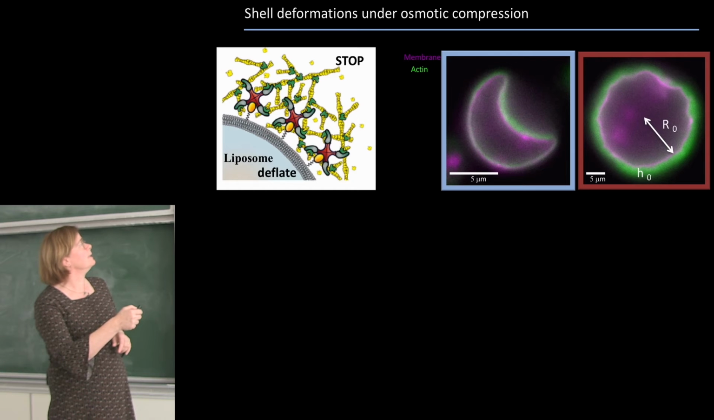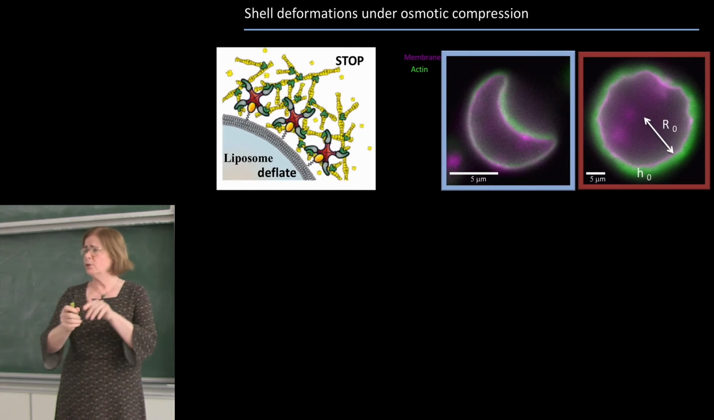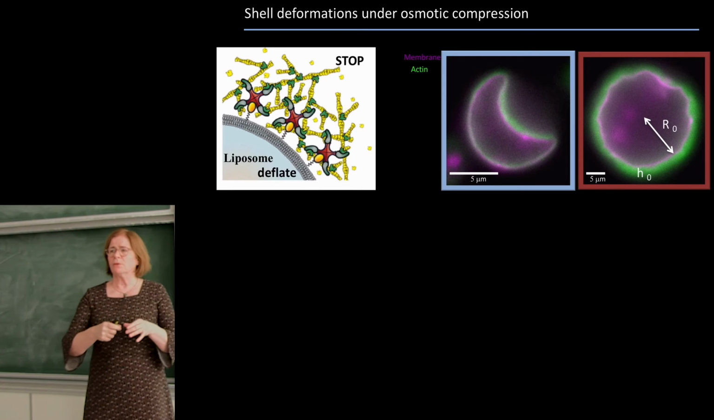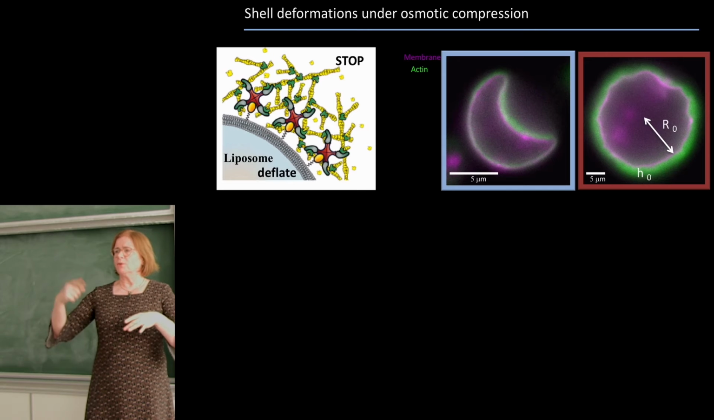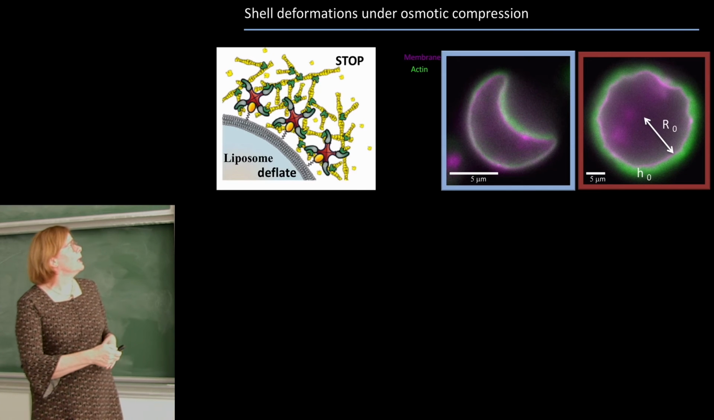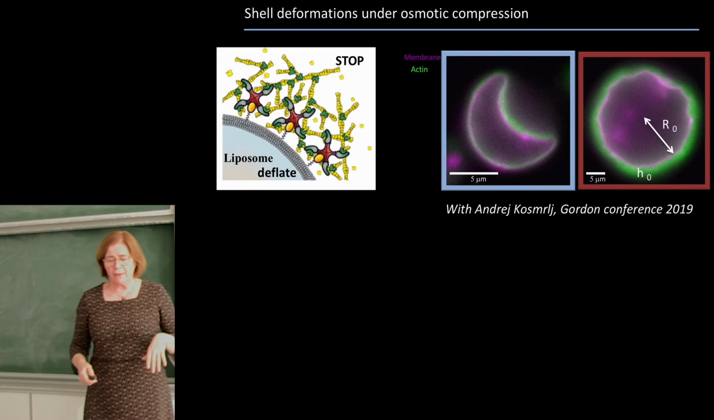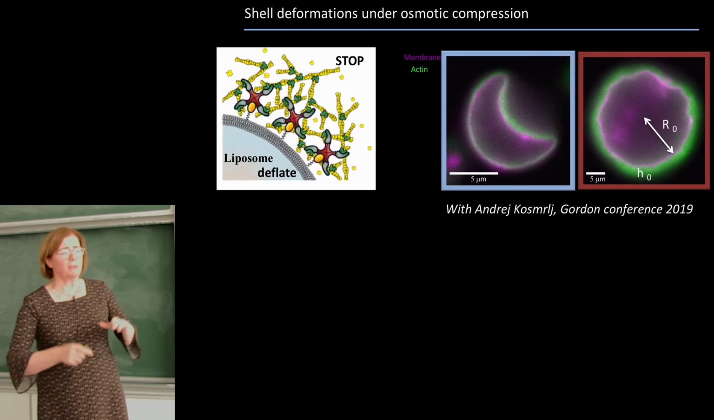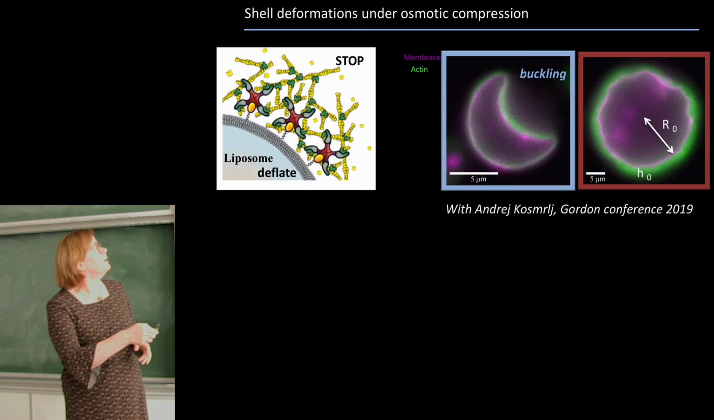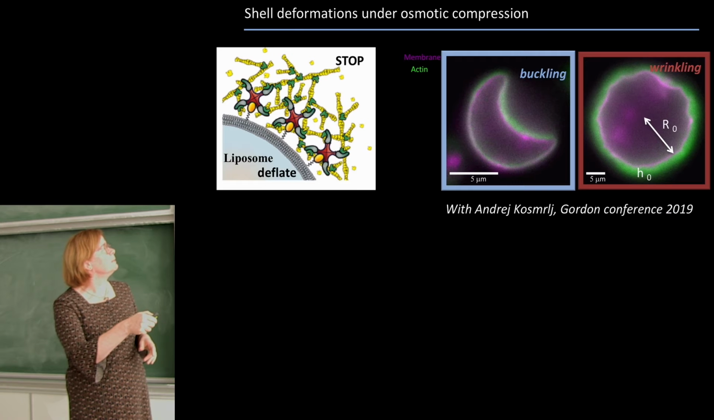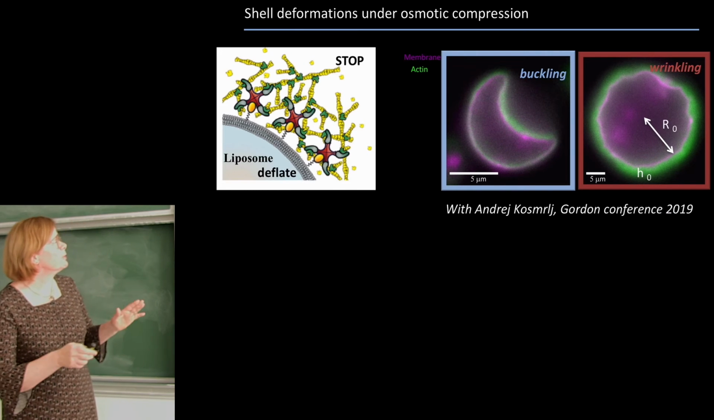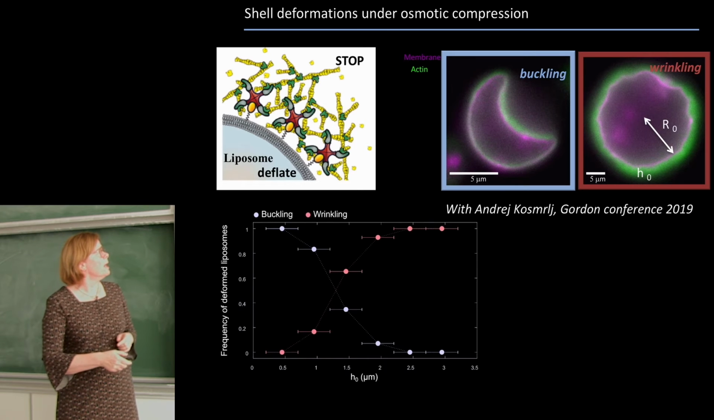So we decided to redo the experiments in a controlled way. We grow the actin network around these liposomes. We stop the growth just by diluting the sample. And then once it's stopped, we deflate the liposome just by adding some solute outside the membrane. In fact, this came after a discussion with Andrei Kosmanji at a Gordon conference, when he saw my buckling things and my wrinkling liposomes. So, well, I know what it is about. And it was solved in a quarter of an hour.